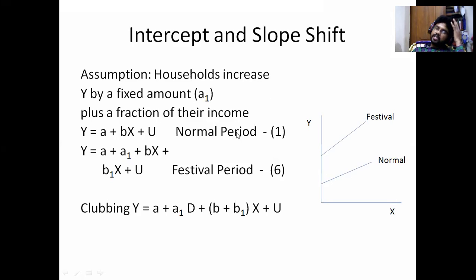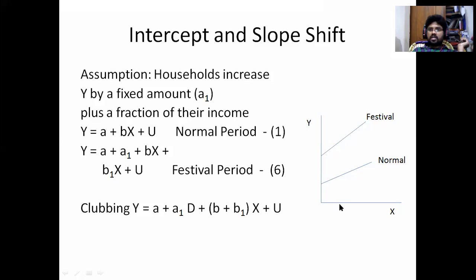As I explained just now, if you take the psychological consumption function, as income increases, consumption also increases. See here, there is an intercept from here to here, some value; nothing but if income is 0, there should be some consumption. Then after that, as income increases, the consumption level also increases.